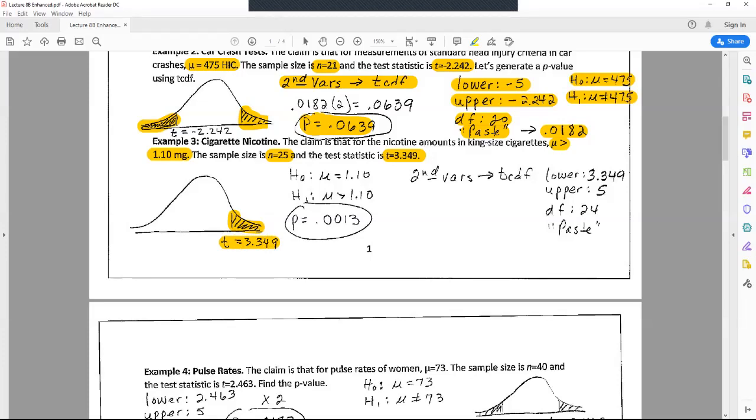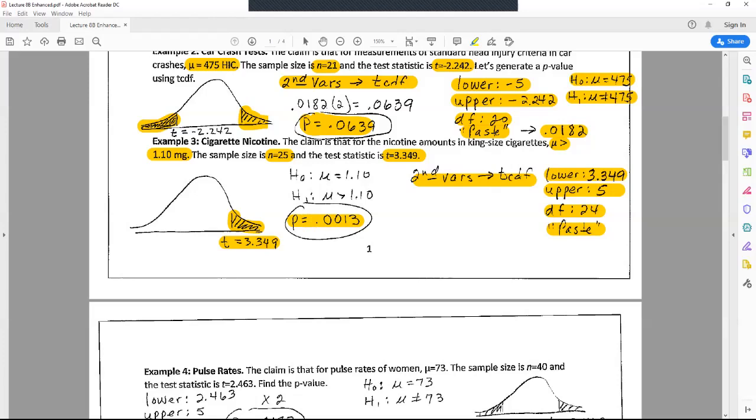And we're going to do the same thing we did before, second vars, T-CDF. And since we're doing a right tail, we will start at 3.349 for the lower value. The upper value will be 5. The degrees of freedom is going to be 1 less than n, so 25 minus 1 gives us degrees of freedom of 24. And then we will paste. Notice this time we will not double the answer because this is a one-tailed test. So the p-value here is 0.0013, pretty much 0.